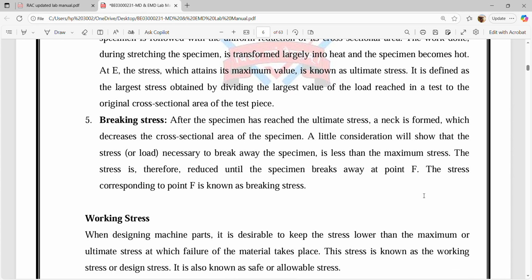Now fifth one is breaking stress. After the specimen has reached the ultimate stress, a neck is formed which decreases the cross-sectional area of the specimen. A little consideration will show that the stress or load necessary to break away the specimen is less than the maximum stress. The stress is therefore reduced until the specimen breaks away at point F. The stress corresponding to point F is known as the breaking stress.